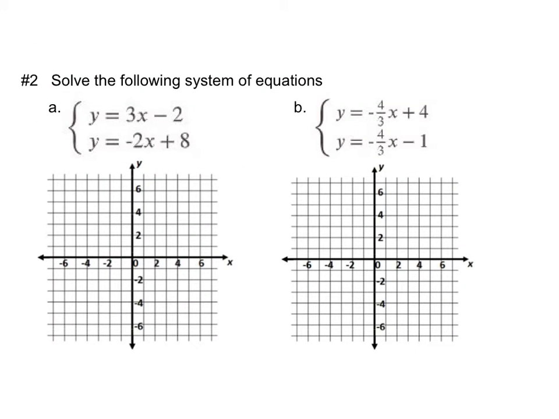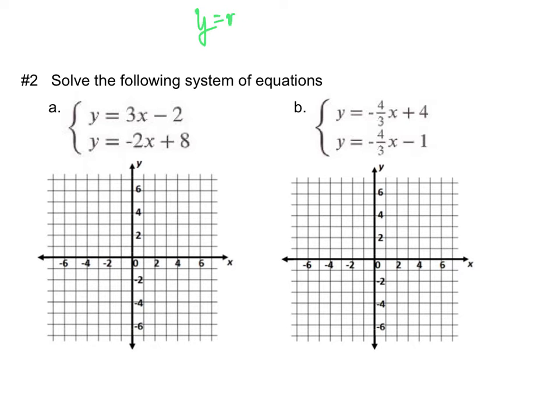Let's look at number 2. So it says solve the system of equations. We can equal these together and solve for x and y. Also, what we can do is we can graph these. So I want to show you through graphing how we can also solve it. So remember, the solution to a system of equations is where they cross each other.